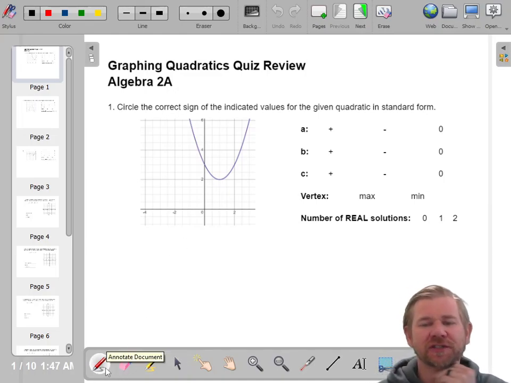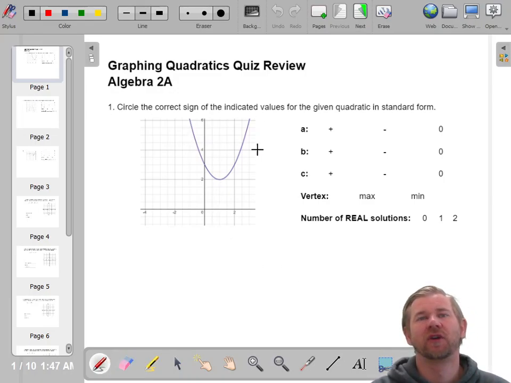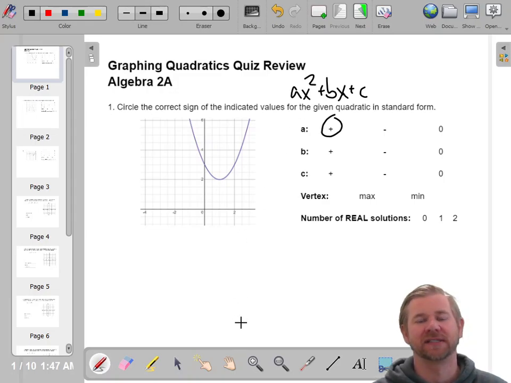So let's first talk about the coefficients for a parabola. If you've got a parabola that opens up, then I know in standard form, ax squared plus bx plus c, the a value is positive. If it opens up, the a value is positive. The other thing that's easy to look at is the y-intercept. Here the y-intercept is positive.